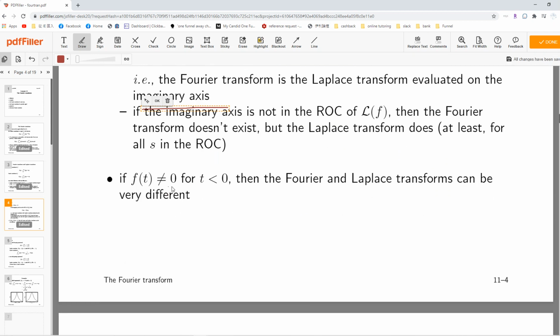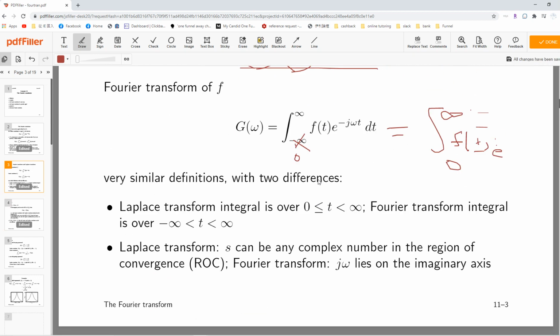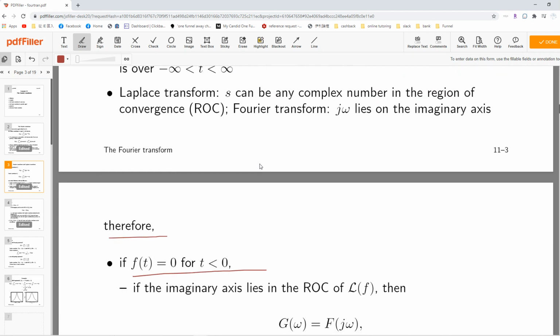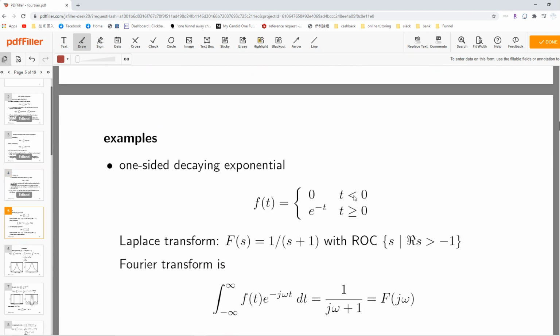But if f of t is non-zero for t less than 0, then the Fourier transform can be very different. This is common, right? We already saw the formula. So if f of t is non-zero when t is less than 0, then the capital F of s is different from G of omega, even though you make this substitution.